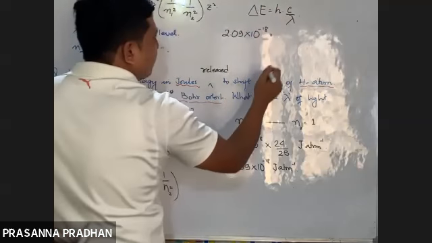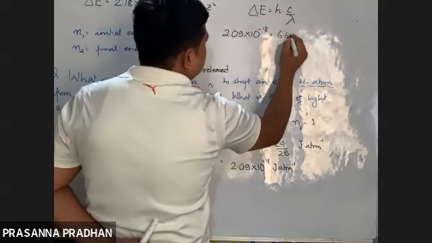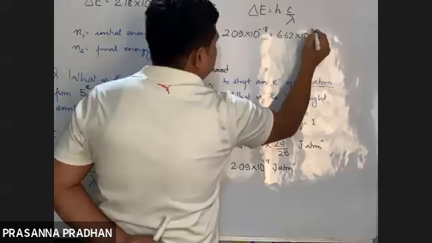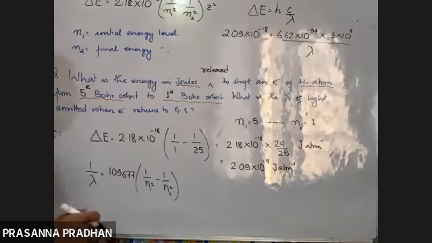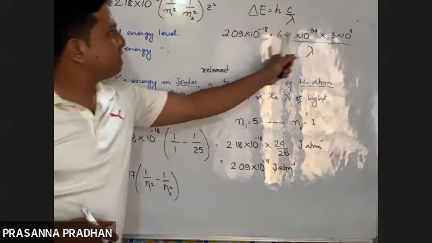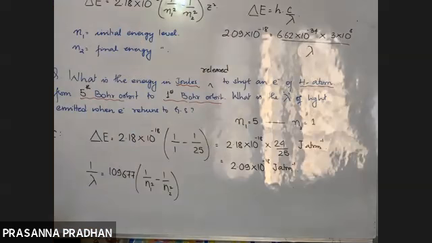What is the value of H? 6.62 into 10 to the power minus 34. What is the value of C? 3 into 10 to the power 8. Joule is the SI unit. Lambda calculate करो, you divide this by this, कितना आएगा, and you find out the answer like this.